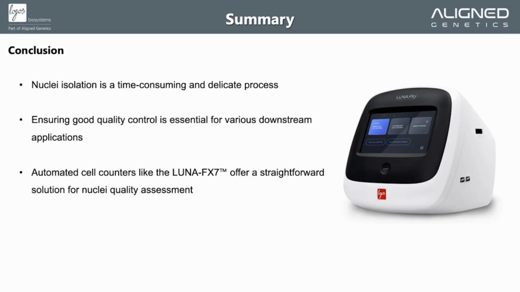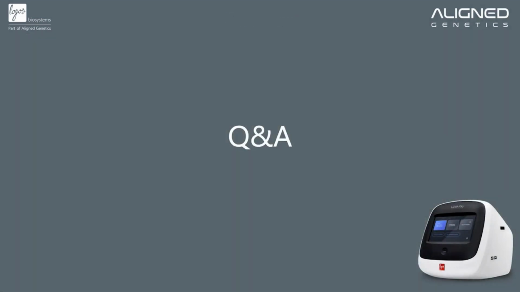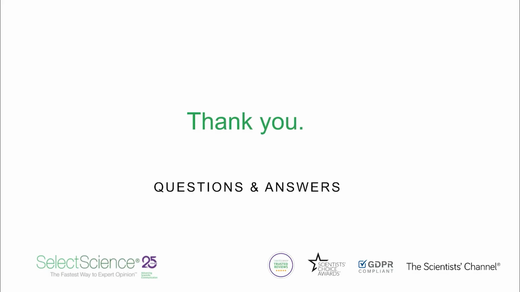And in conclusion, nuclei isolation is a time-consuming and delicate process. And ensuring good quality control of nuclei is essential for downstream applications such as sequencing. Automated cell counters like the LunaFX7 can offer a straightforward solution for nuclei quality assessment. That wraps up today's presentation.